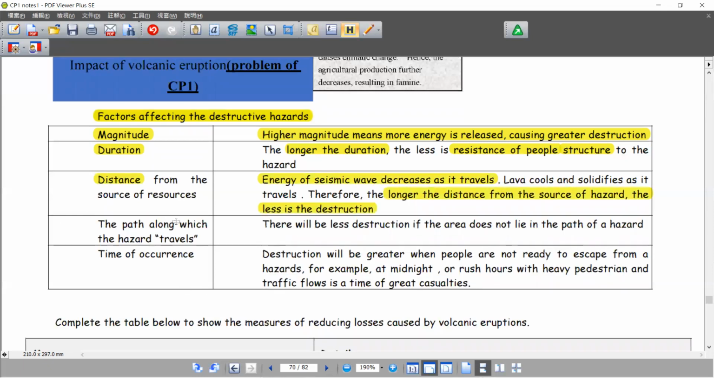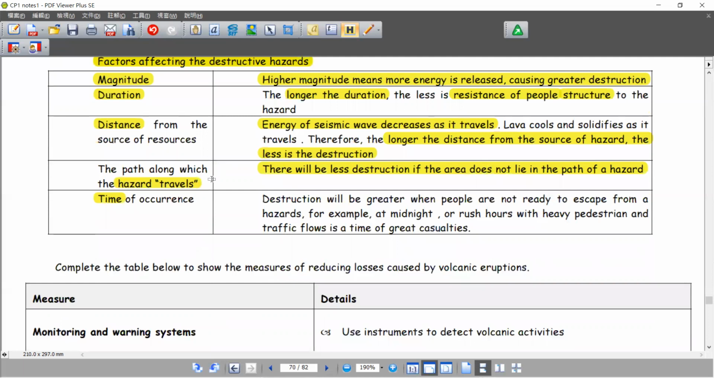How about the path along which the hazard travels? Just like a tsunami, it may not stay only in the area it first hits. If a tsunami takes place in the Indian Ocean, the Indian island may suffer, but it's not the end. It may also travel to the areas next to the island along its path.